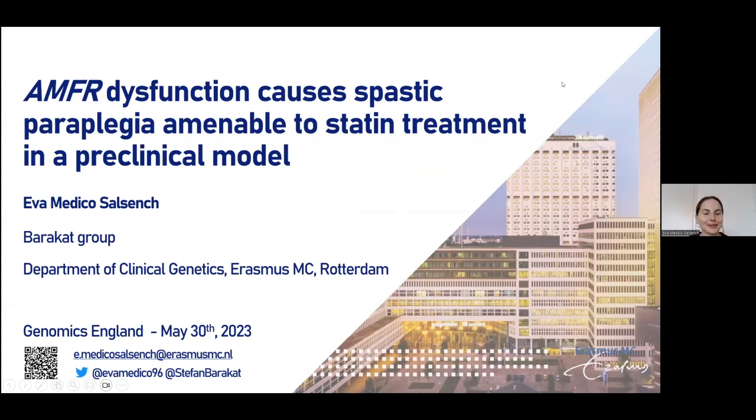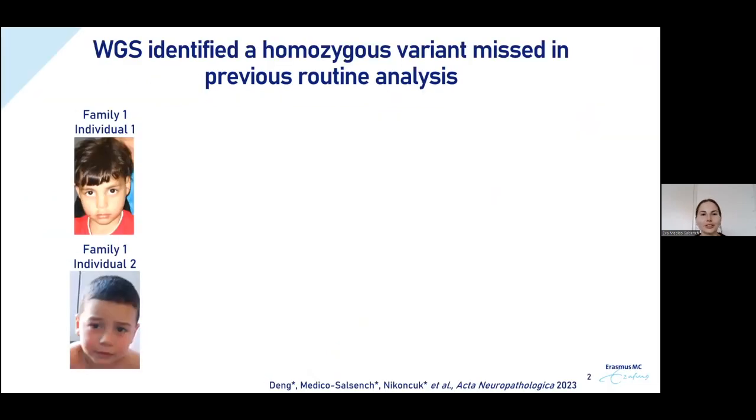So first of all, I would like to thank the organizers for giving the opportunity to talk about AMFR, a new gene disease that causes hereditary spastic paraplegia and is amenable to statin treatment. So this story started with those two siblings that first came to our clinic due to developmental delay around 2 years of age. They also had started walking later in life compared to the other healthy siblings. And these walking problems develop into what's called hereditary spastic paraplegia.